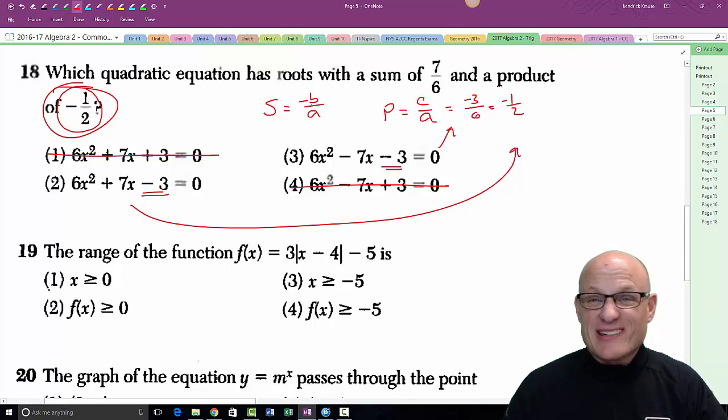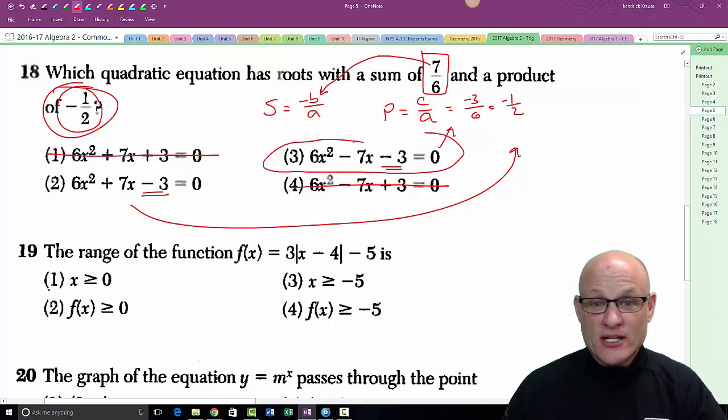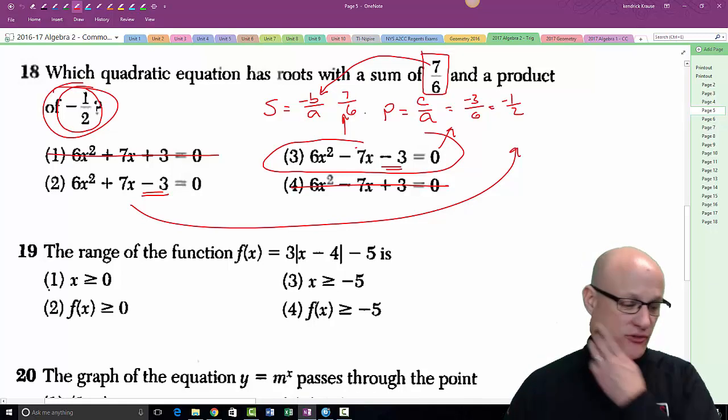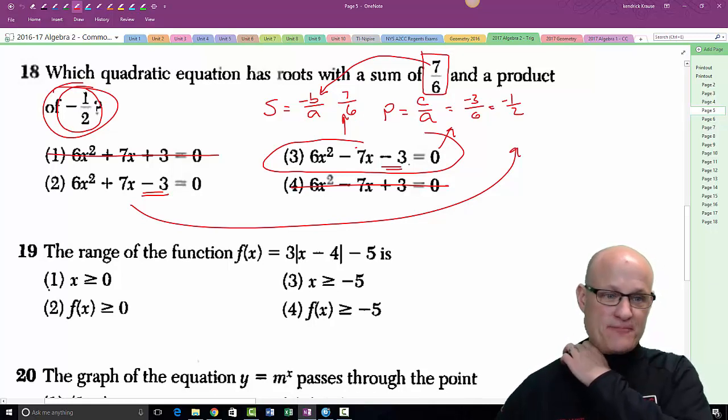Remember, the sum of the roots is negative b over a, but I'm looking for it to end up being positive. That means that my 7 had to start as negative, and then this would be the right answer. Because negative b here would be 7. That's negation of negative 7 over a, which is 6. 7 over 6. So the answer is choice 3.